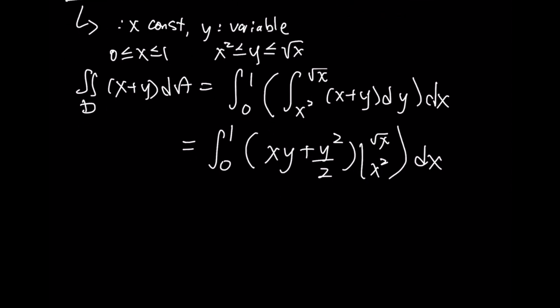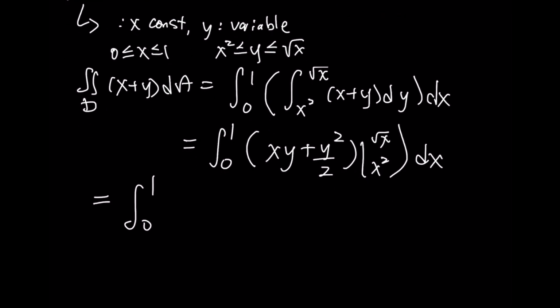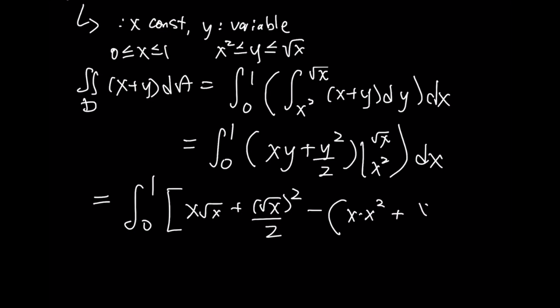At this point, what we'll need to do is evaluate that inner term. So we'll have x root x plus root x squared over 2, subtract x times x squared plus x squared squared over 2.